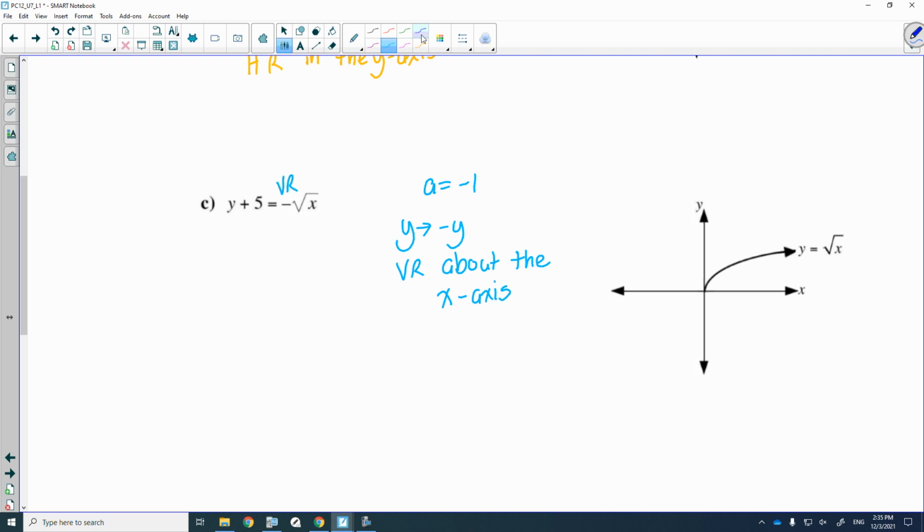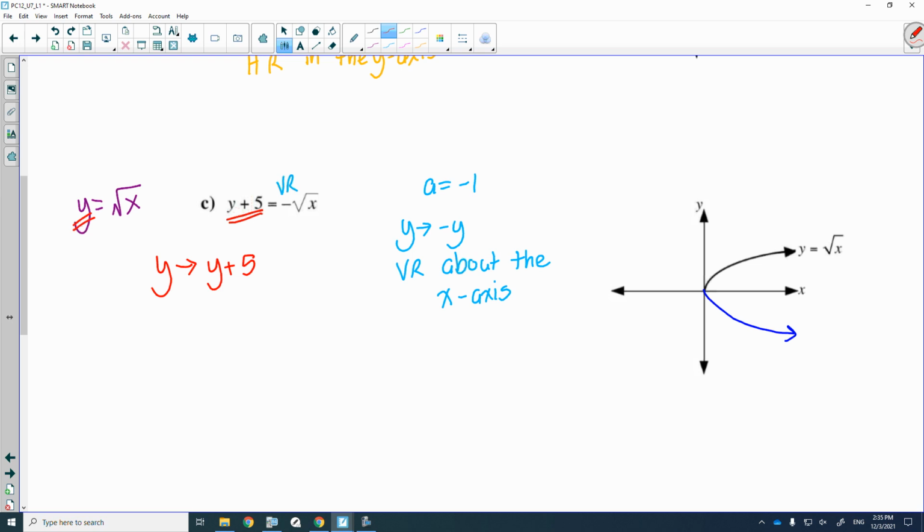So the original graph, if I reflected about the x-axis, that's what the new graph would look like. And then we have a y replacement. So if the original graph is y is equal to the square root of x, it's y comes out and y plus 5 goes in.